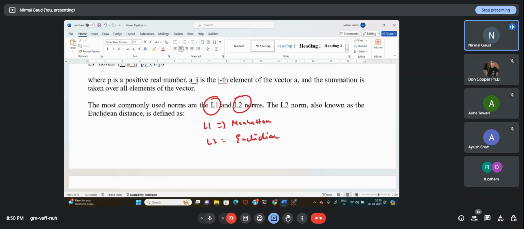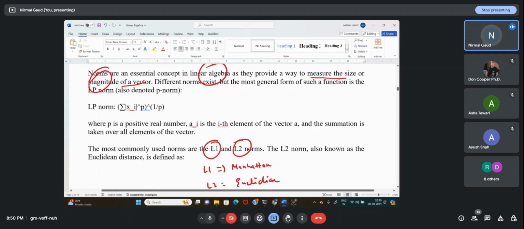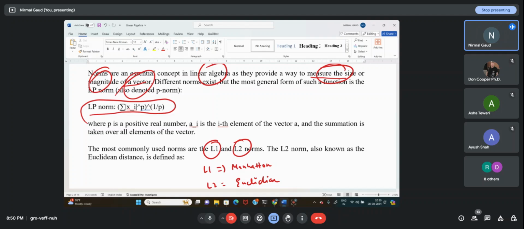Okay, so in normalization, as per the definition, I need to measure the size or the magnitude of a vector. And here is the formula for the normalization: the norm is the summation of |xi| to the power p, and overall raised to the power 1 upon p. This is the normalization formula.